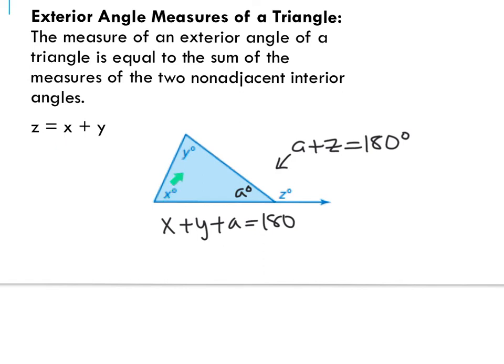So again, our two non-adjacent means not touching that exterior angle. Angle A would be touching that exterior angle Z. X and Y are not touching it. And so those two interior non-adjacent angles add up to be the same as Z, our exterior angle. So Z equals x plus y. Let's do a couple practice problems so we can see how this works with actual angle measures.